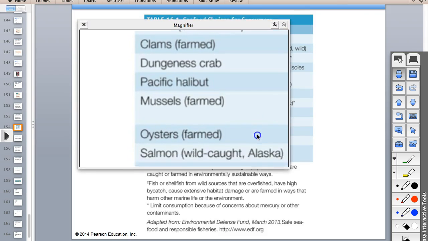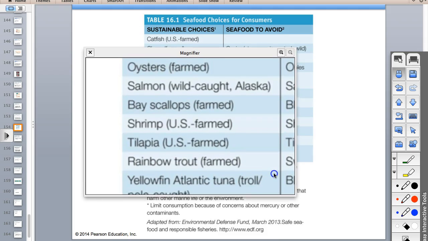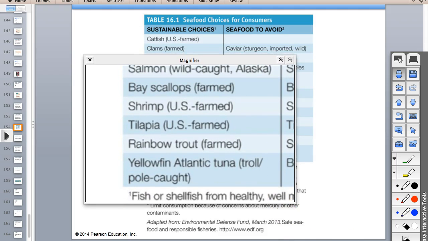Pacific halibut, oysters, farm, any kind of crustacean, you know, with a shell? You can eat that if it's been farmed, because it's so small that any kind of toxic stuff would be bioaccumulated. Farm scallops, farm shrimp, tilapia, U.S. farm. Be careful that it's U.S. farm. Tilapia is getting farmed in Asia, in China. It's a big deal, and there are no regulations, and it's so scary to me. Farm trout's okay.